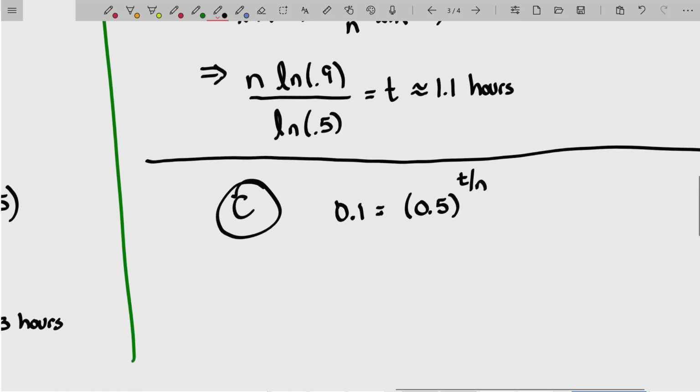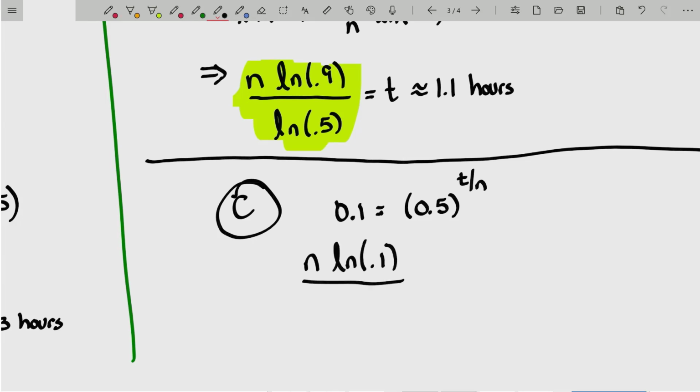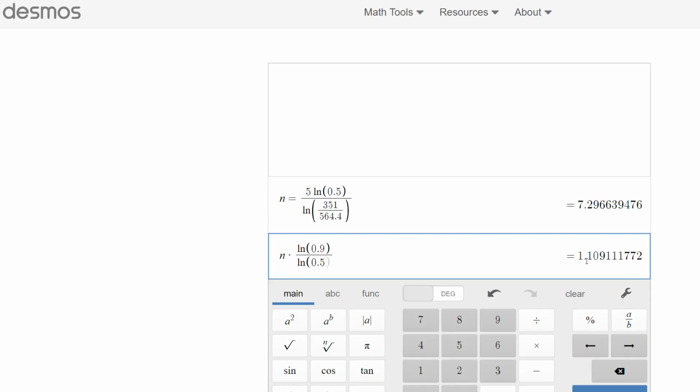And by the way, I can use the previous format here to really solve this problem. n natural log of 0.1 divided by natural log of 0.5 will equal t. It's very fast once you know the patterns. And going over to Desmos here and just changing this 0.9 to a 0.1, you'll get 24.2 hours. That's actually quite a long time, 24.2 hours. So a little over 24 hours for this caffeine to decay to only 10% of its original amount.